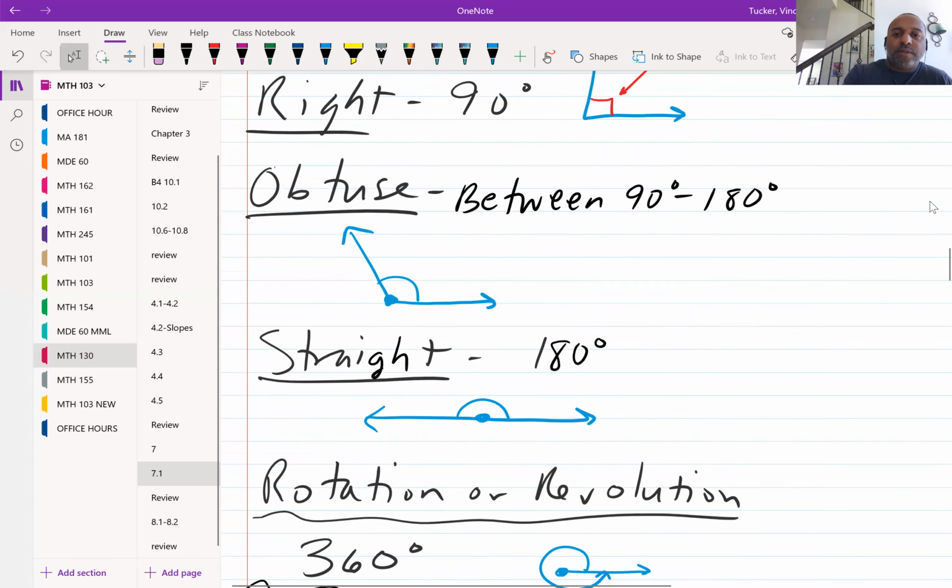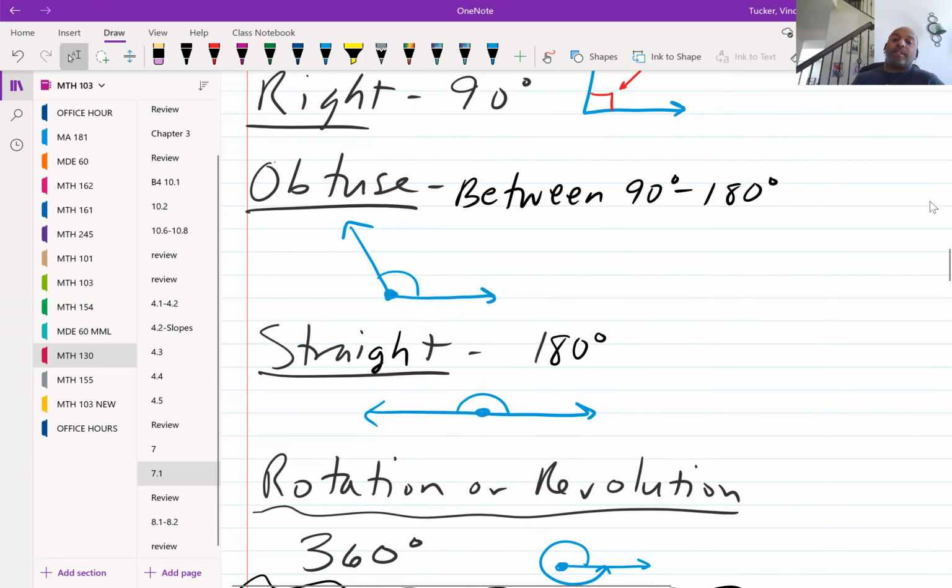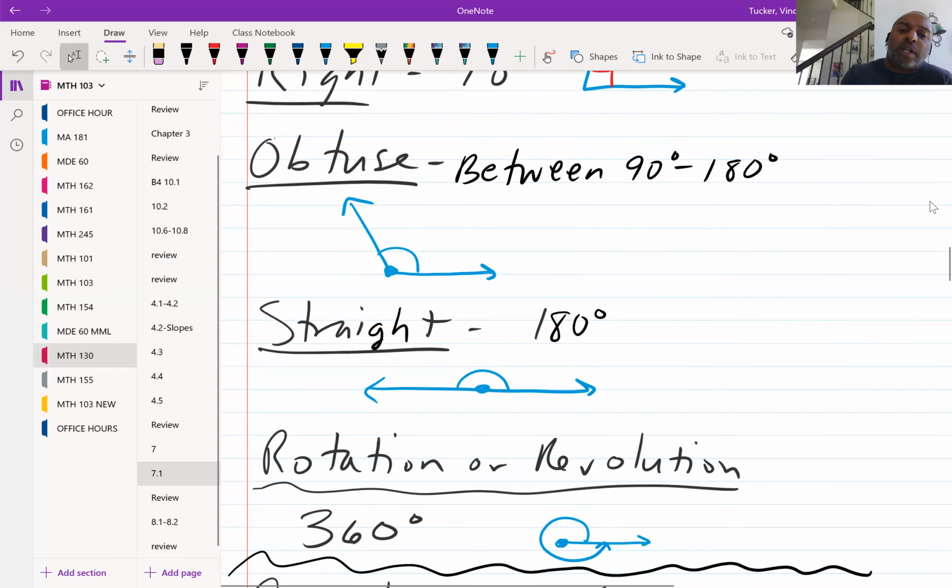You have a straight angle, which is a straight line, same thing. Straight line or straight angle, same thing. That's 180 degrees. And then a full rotation or a full revolution is 360 degrees.